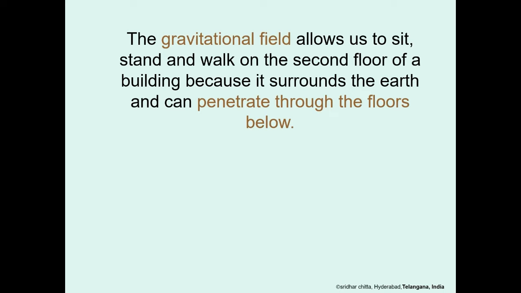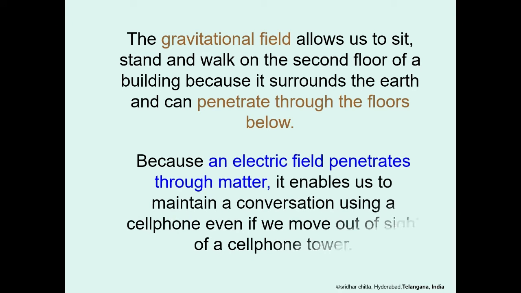The gravitational field allows us to sit, stand and walk on the second floor of a building because it surrounds the earth and can penetrate through the floors below. Because an electric field penetrates through matter, it enables us to maintain a conversation using a cell phone even if we move out of sight of a cell phone tower.